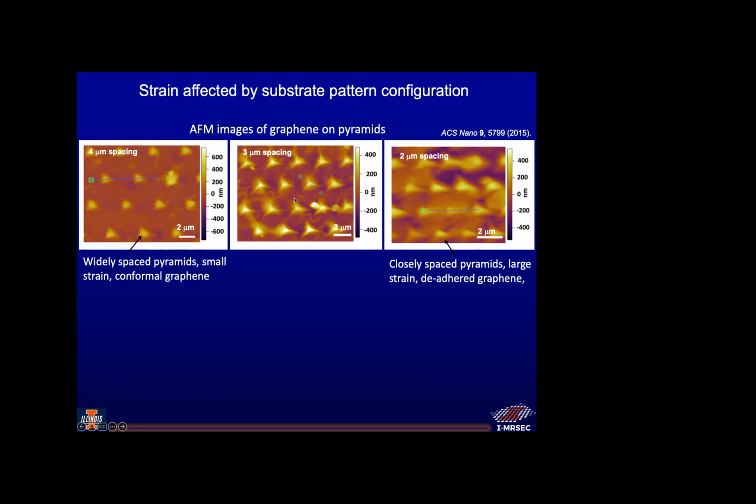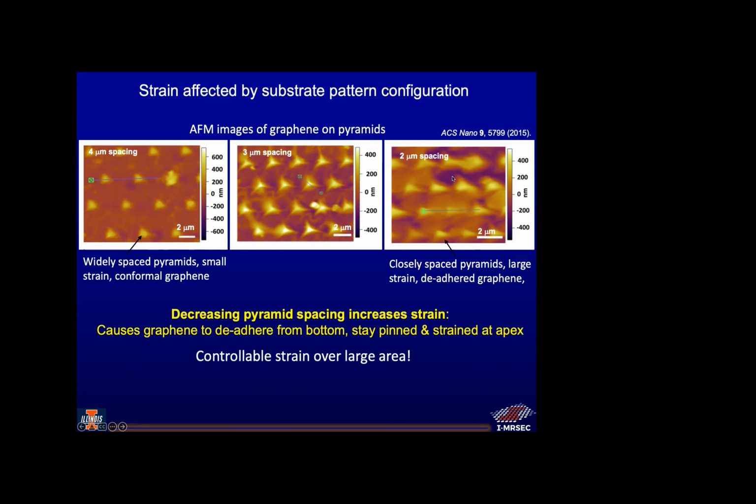But as you make the spacing smaller, you start to see other features, these wrinkle patterns form. That's because the graphene is getting strained and starting to wrinkle between the pyramids, until at the 2 micron spacing, the graphene lifts up off the substrate altogether because there's a competition between the adhesion at the bottom and the strain it feels at the top of the pyramids. So by de-adhering, it shows that it has much more strain when it's only spaced by 2 microns. This is interesting to us because it showed that we could control the strain in the graphene by the pyramid spacing, meaning that it really was pinned and strained at the top of these pyramids, and that we could get this controllable strain over a large area just by having the graphene pinned to these features.